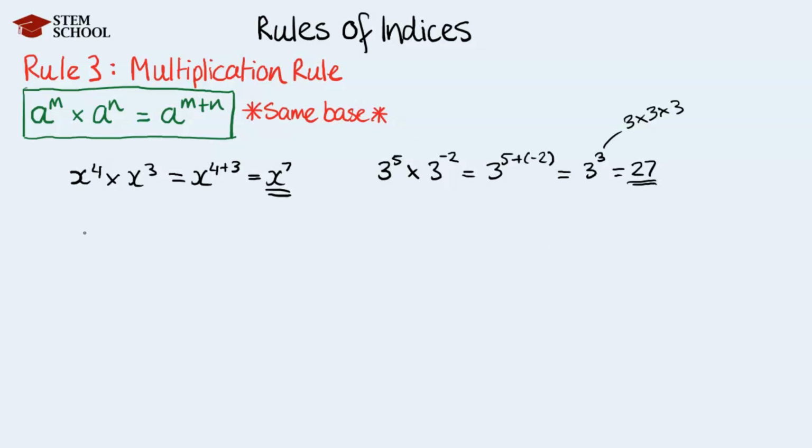Okay, let's try a little harder example. We've got 2x to the power of 4 multiplied by 3x to the power of 5. Okay, so we've got the same base of x here, so we can use this rule. What you have to do is multiply the numbers in front of the bases. Okay, so 2 times 3, well that is 6, right? Then you write the common base, which is x, and using this rule you just add the powers, so 4 plus 5. Okay, so that will just be 6x to the power of 9. So just remember, multiply the numbers in front of the base.